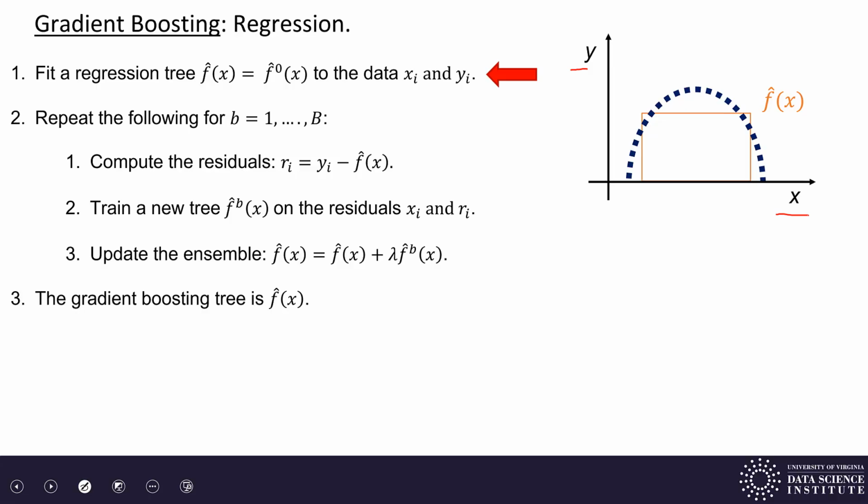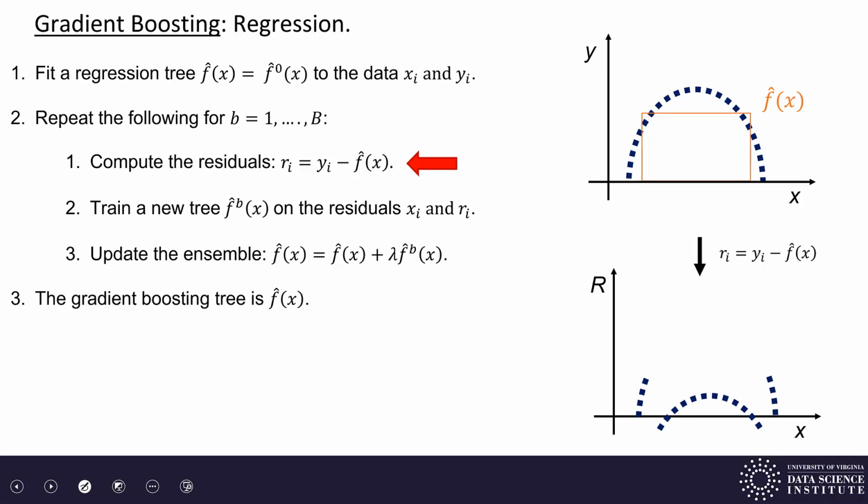So the first thing we do is fit a regression tree to this data. We're going to assume it's a very simple regression tree, so it just gives us a function that looks like a box, right? It's 0, and then it has some value up here, and once you hit above that threshold, it goes back down to 0. That's going to be our initial simple weak learner regression tree.